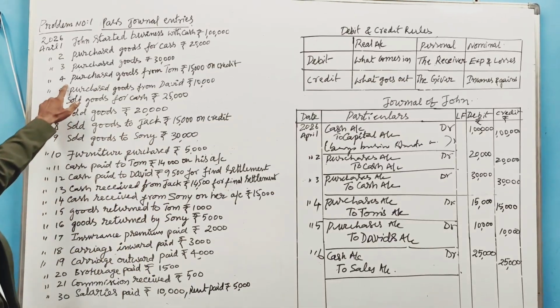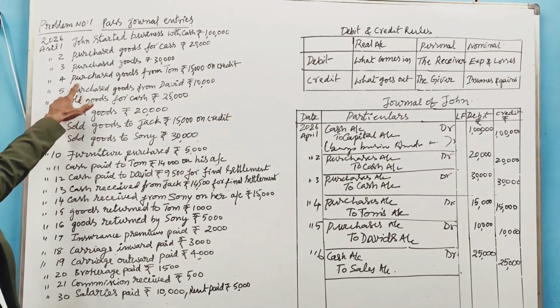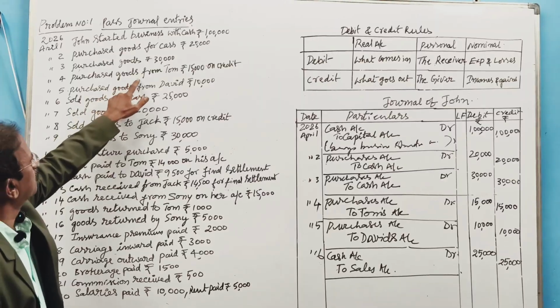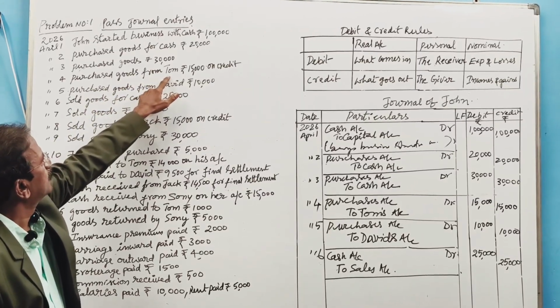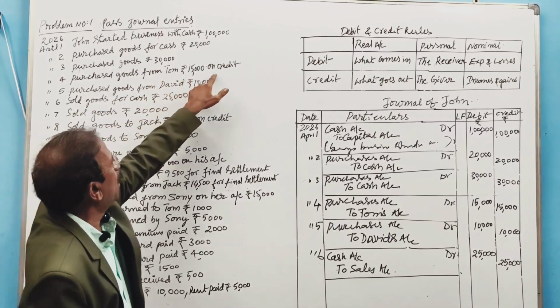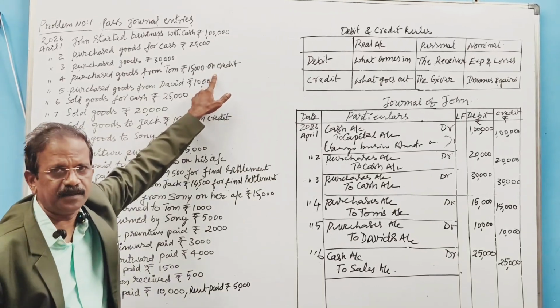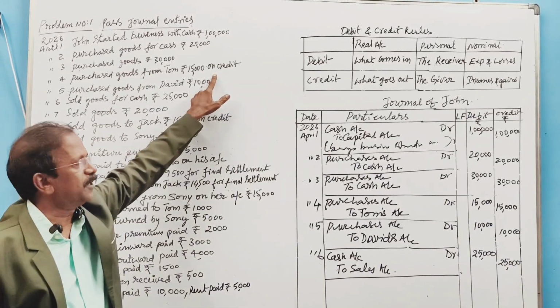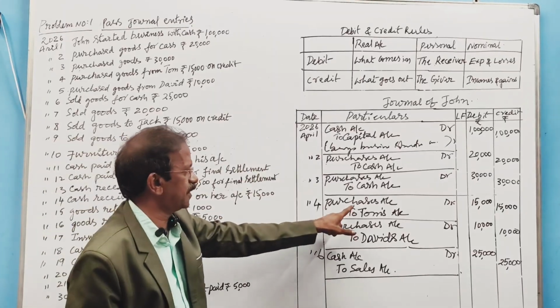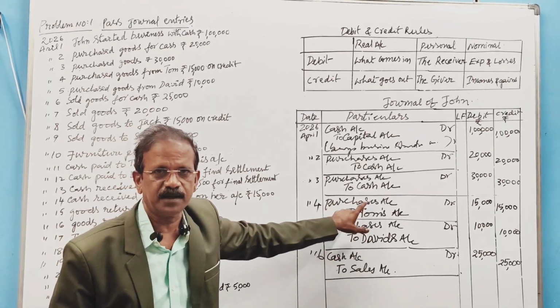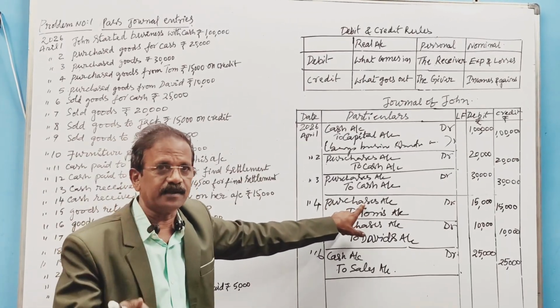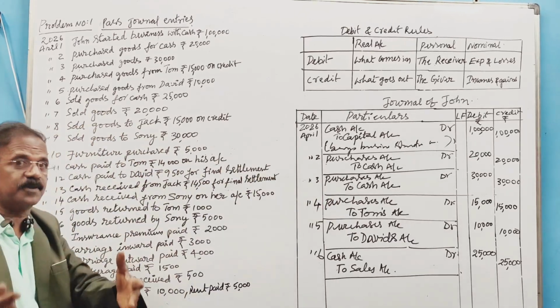Then coming to fourth one, purchased goods from Tom, rupees 15,000 on credit basis. What is coming? Goods are coming. When goods are coming, purchase account is to be debited. So, purchase account debit. Then what is going out of the business?